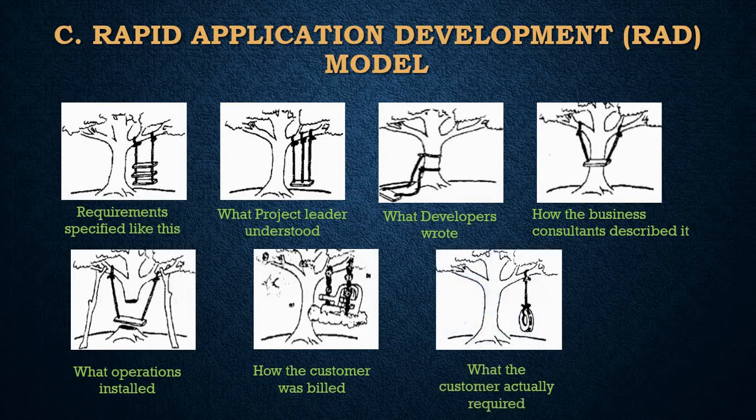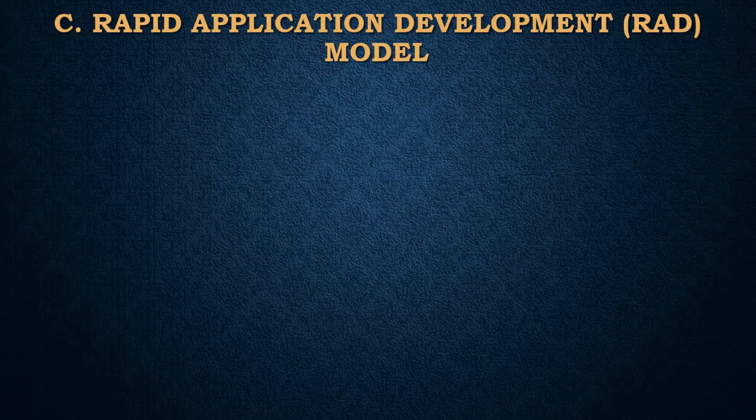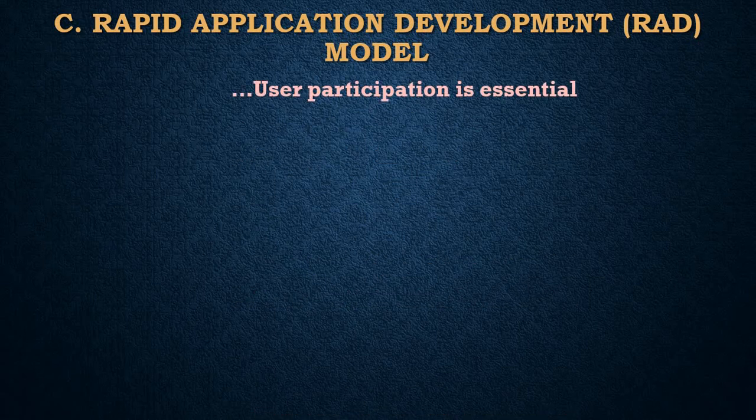You can easily observe that the communication from one point to the other was completely different. Especially, what the customer explained about his or her requirements, and what he or she really needed. Therefore, this whole scenario indicates that user involvement during the software development is very essential. User participation is one of the key features of RAD model, that is, Rapid Application Development Model.